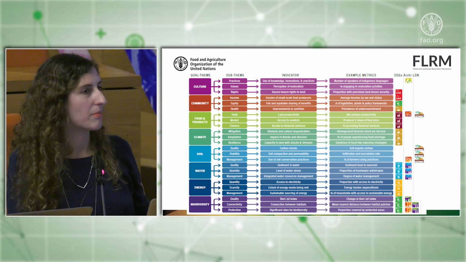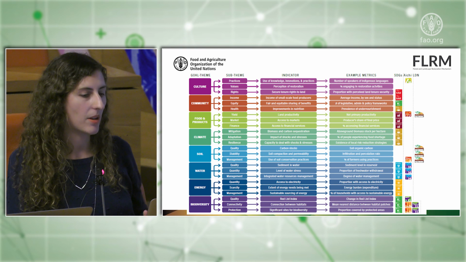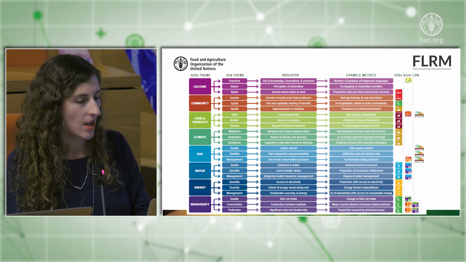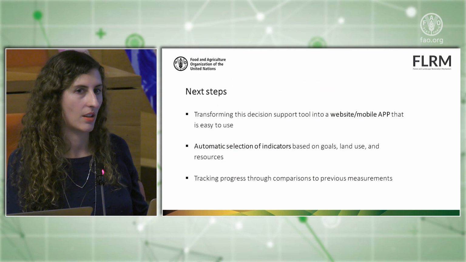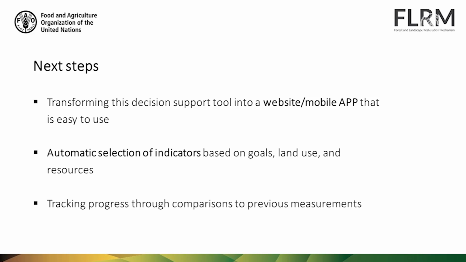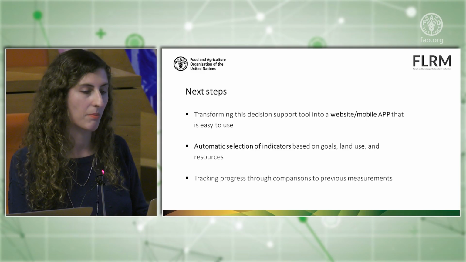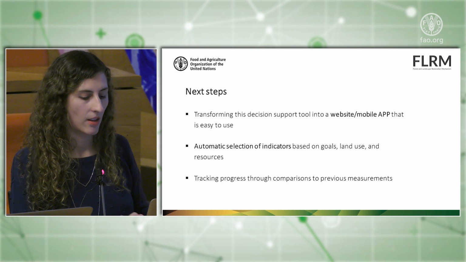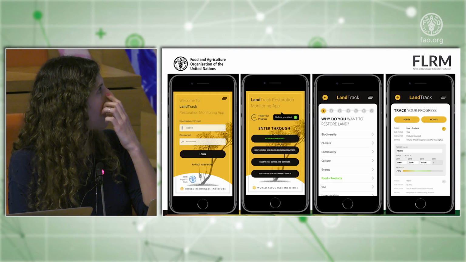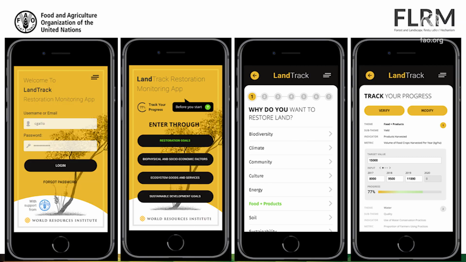So that would be mainly what the guidance is about. And now, as next steps, we are working on transforming this decision-making tool into a web mobile app, to get an automatic selection of the indicators depending on our goals and our barriers. And then the app would also allow us to track progress, comparing the most recent measurements with the previous ones. This is just a mock-up that we are developing.